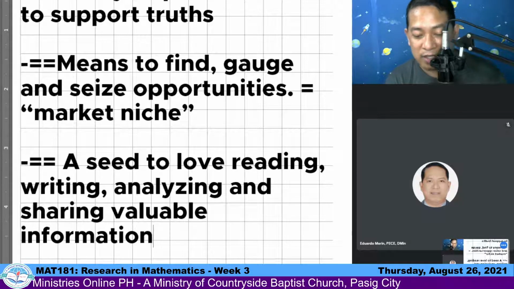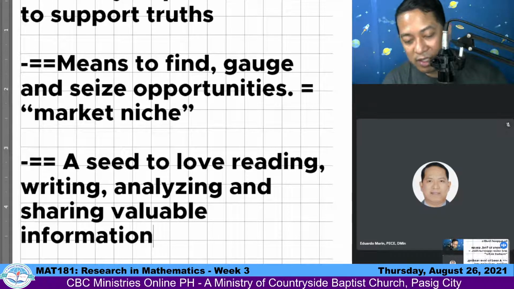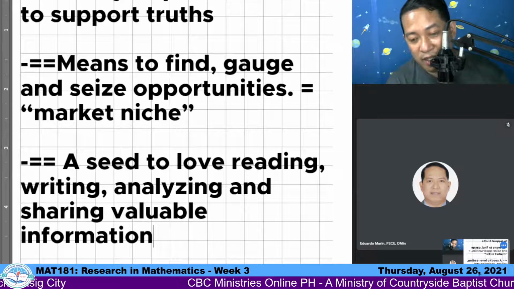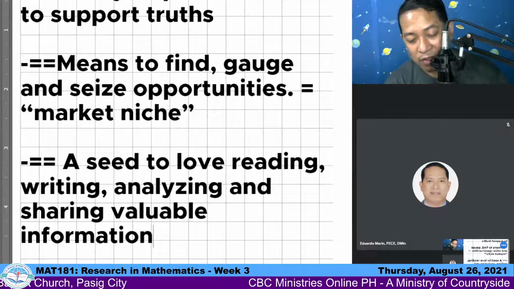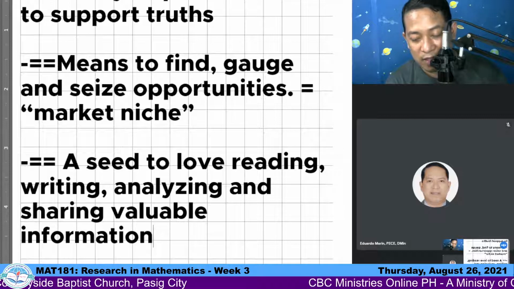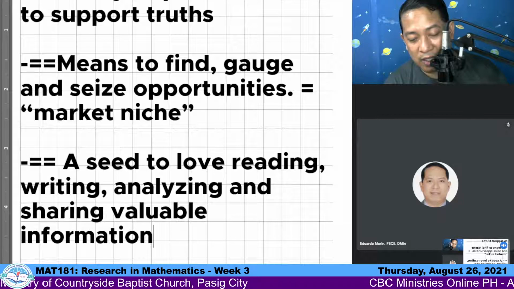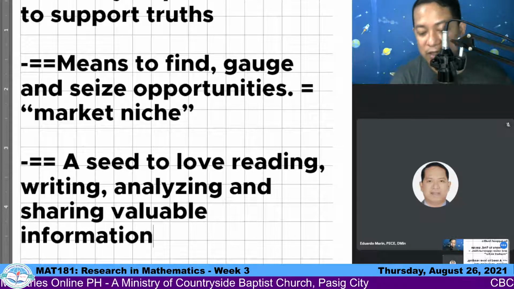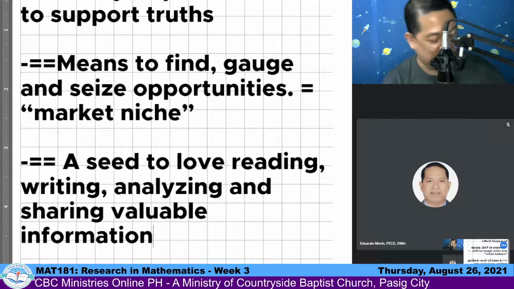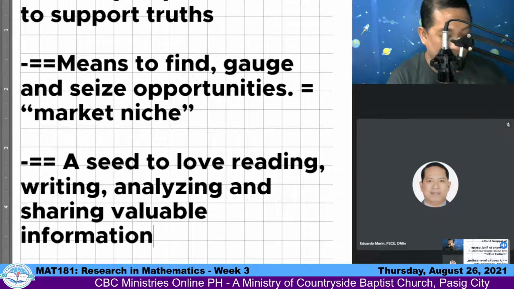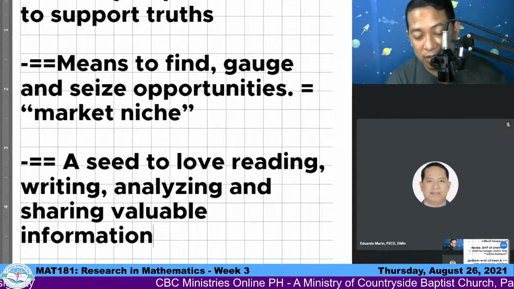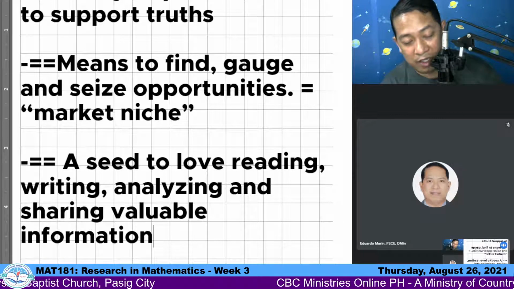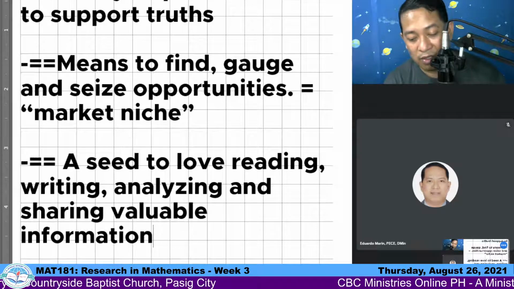And of course, analysis is there. You need to analyze the data and information that you gather so that it will be meaningful and in consonance with your research objectives. And then, eventually, as you have already conducted this research project, you could share valuable information. That's the noblest importance of research, that every student and academician just like us would embark on.